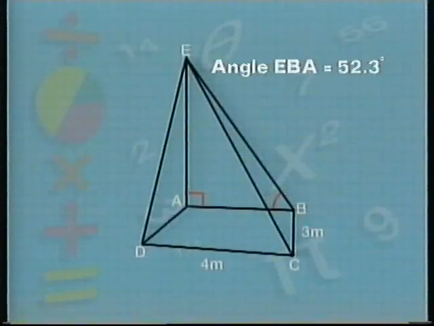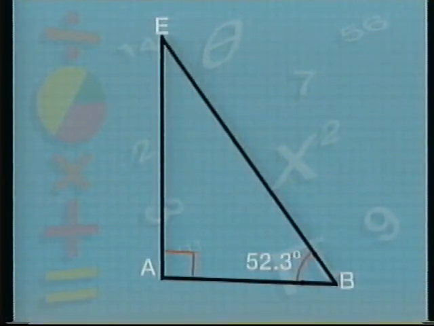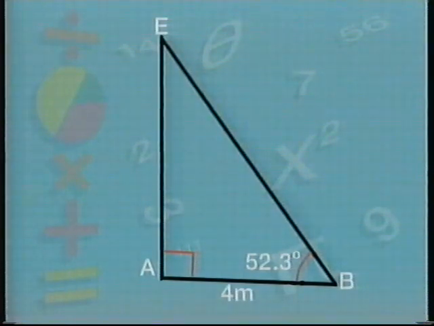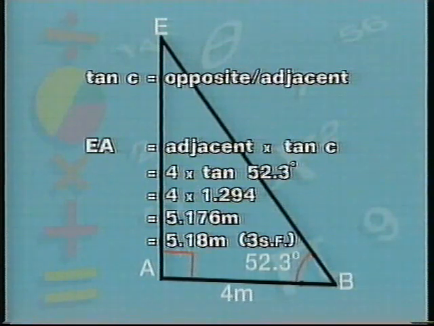Here's an example. This is a pyramid with a rectangular base and a vertex E vertically above A. Let's work out the length EA. Look for a right-angled triangle, and we have EAB as a right-angled triangle. Now we know the angle B and its adjacent length, and we need to find the opposite. So we use the tangent equation. EA equals 4 multiplied by the tan of 52.3 degrees, which equals 5.18 metres to 3 significant figures.